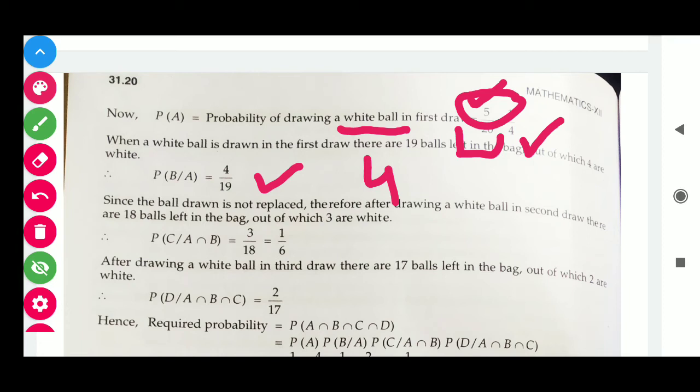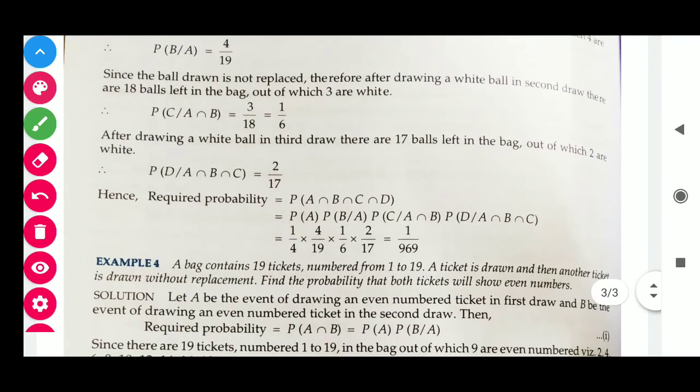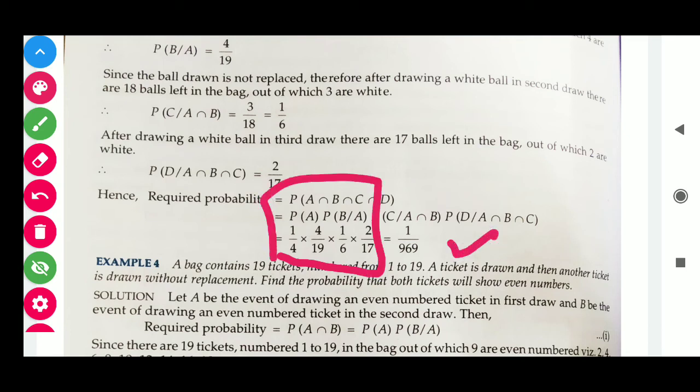In the same way, if we draw again a white ball, then we get 3 over 18, that is 1 over 6. In the same way, if we draw again a white ball, then we are left with 2 white balls, so we have only 2 choices, then 2 over 17. Now using all the values in the formula, on solving this, we get 1 over 969.